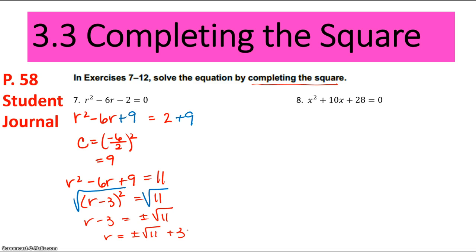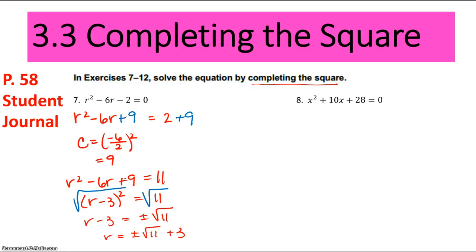Let's go back and review what we did. We started by leaving the a and b term on one side, moving this 2 over to the other side. I take the b term, divide it by 2 and square it. This is the completing the square part. I go in and put the 9 on both sides. I factor using perfect square trinomial and then solve using square roots.